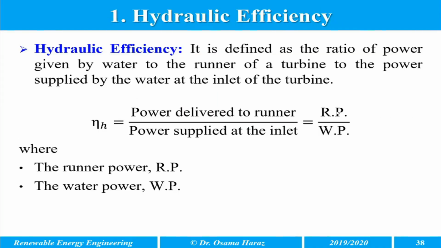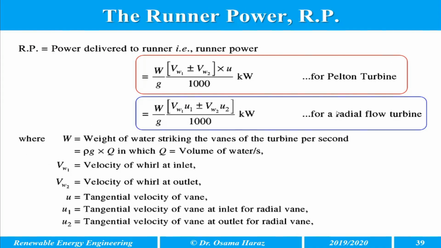Now, how to calculate the RP, or the runner power? RP, the power delivered to the runner, for Pelton has an expression; the radial flow turbine has another expression. For example, for Pelton turbine, it's W over G, (VW1 plus or minus VW2) times U over 1000, in kilowatts.